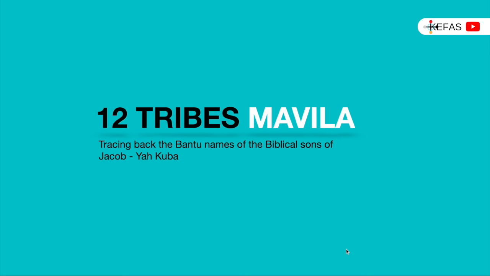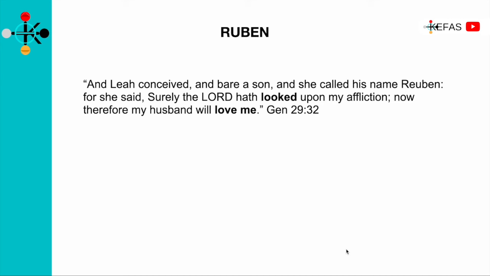Jacob, who is called Yakuba, had 12 sons. And the firstborn was named Reuben. Reuben, we are told in scripture, was the beginning of his strength. And Leah conceived and bare a son, and she called his name Reuben, for she said, "Surely Yakongo had looked upon my affliction. Now, therefore, my husband will love me."